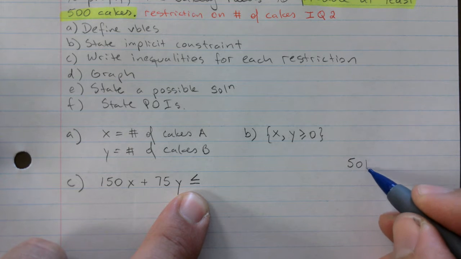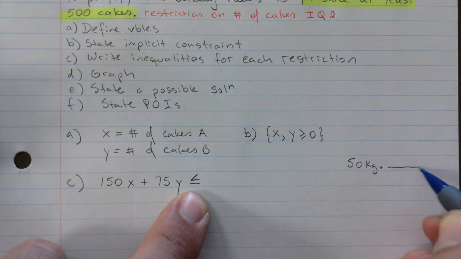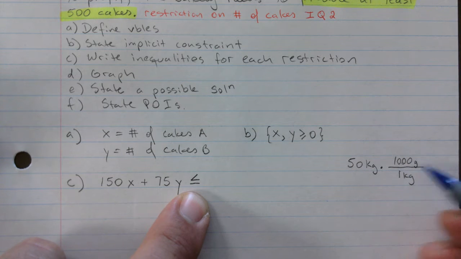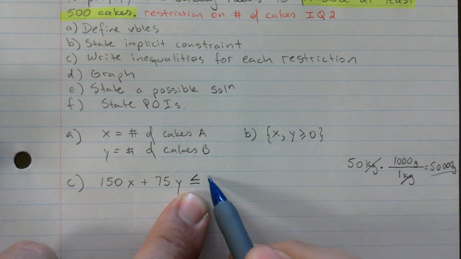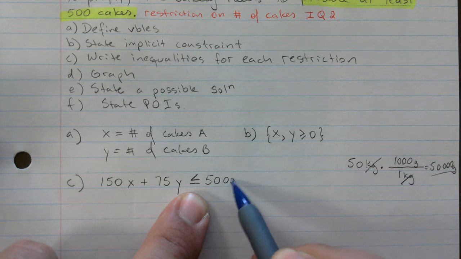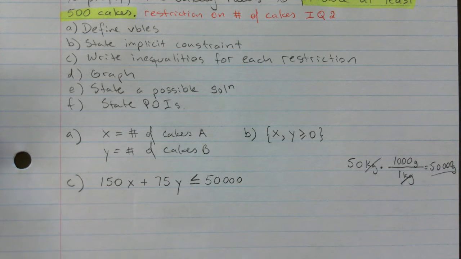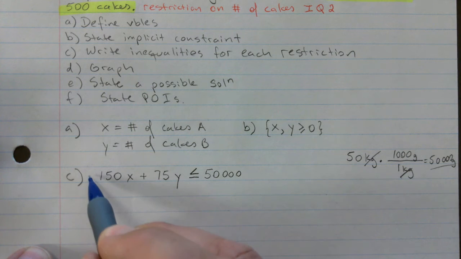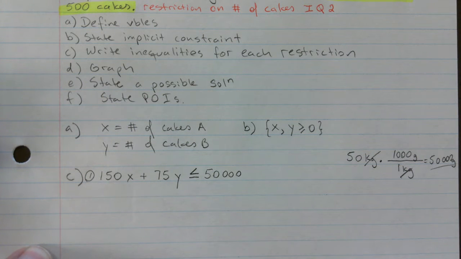50,000. Yeah, because 50 kilograms times 1 kilogram has 1,000 grams. Oh, didn't we do this already? Oh, yeah. That's interesting, right? So it's 50,000 grams because you have to have the same units. That makes sense, right? I'm just throwing that in there. So this is IQ1. So this is my first inequality. And then I'm going to have a second one.